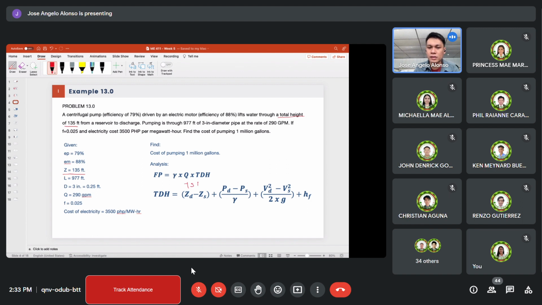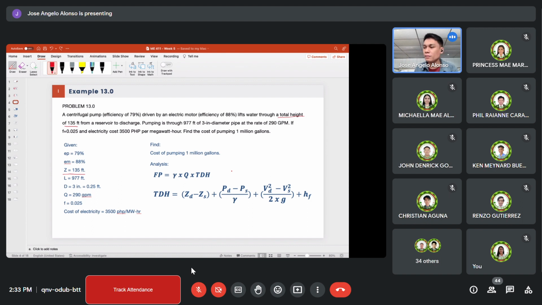represented by C sub D minus C sub S, for the difference between the static discharge head and static suction head. So hindi natin kailangan mag-prepare ng schematic dito since wala na tayong reference na pagbabasihan. Binigay na sa problem immediately si total height for the elevation head, which is 135 feet.